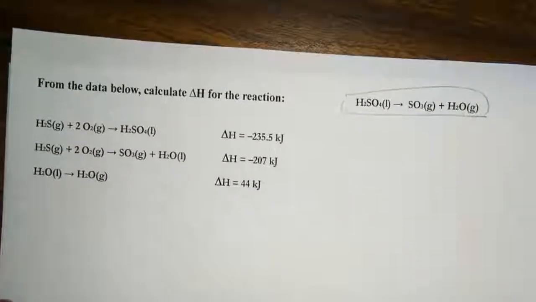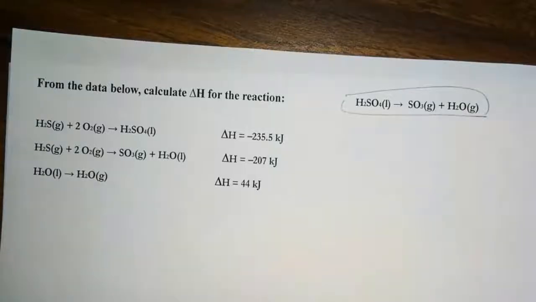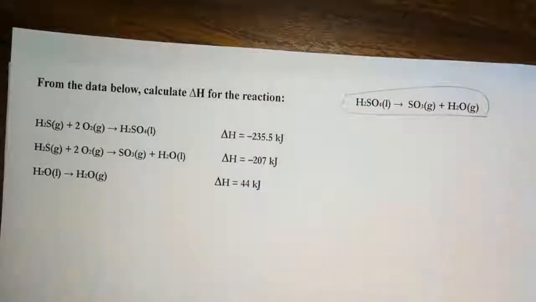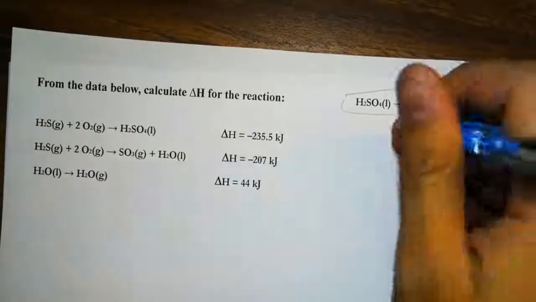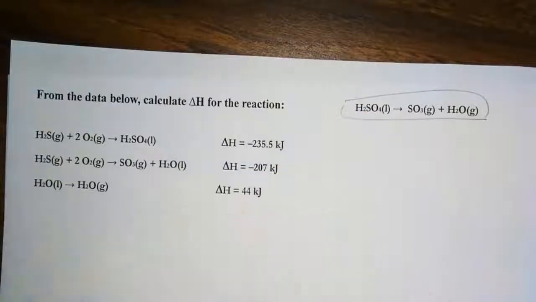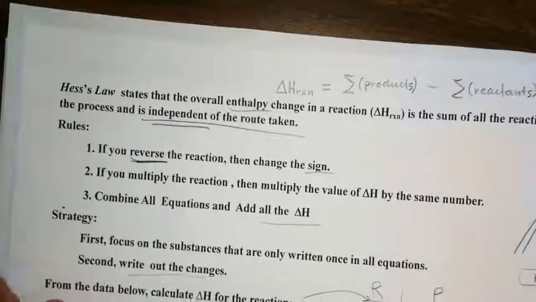Based on Hess's law, it is independent of the path, okay? The overall change will always be the sum of the products minus the sum of the reactants. Of course, if we have the table, we can solve that directly by looking up each one of those, but we don't, and we are given an alternative.